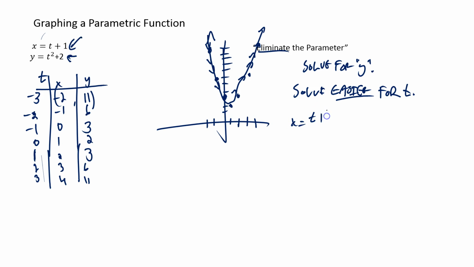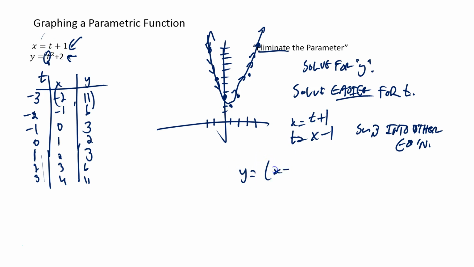So if x equals t plus 1, then that means t is equal to x minus 1. So now I'm going to take that and substitute it in for the t right there, so sub into the other equation. That x minus 1 is going to go right in where that t is. So y is going to be equal to x minus 1 squared plus 2.